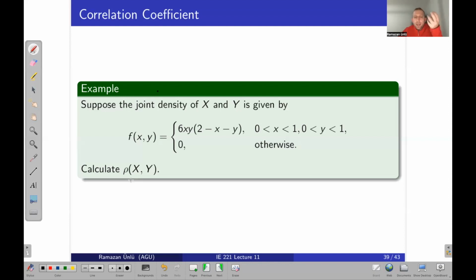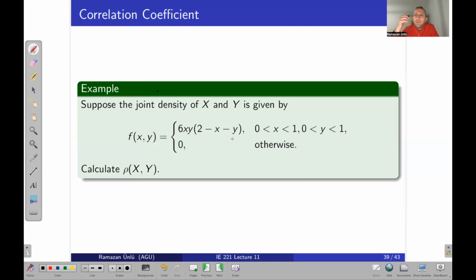We need to calculate the expected value of x, expected value of y, the variance of x and variance of y, and expected value of x times y. But to do that, we need to figure out the marginal PDF of x and marginal PDF of y, right? Because just remember from the previous part, we can just fix one random variable.